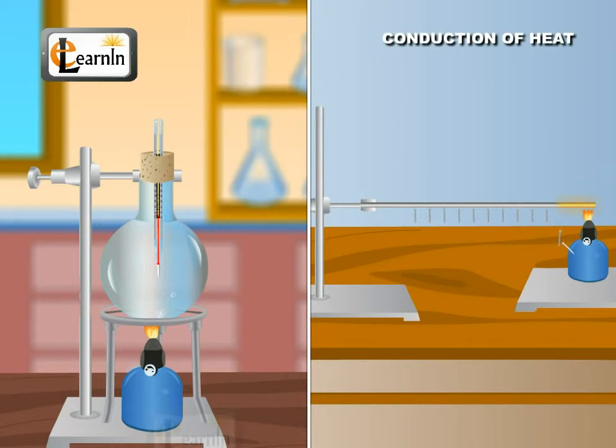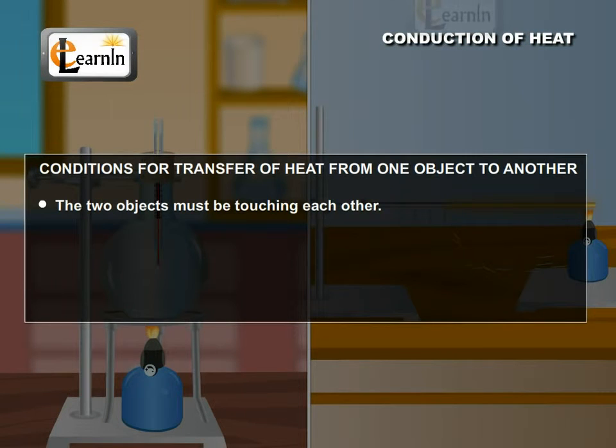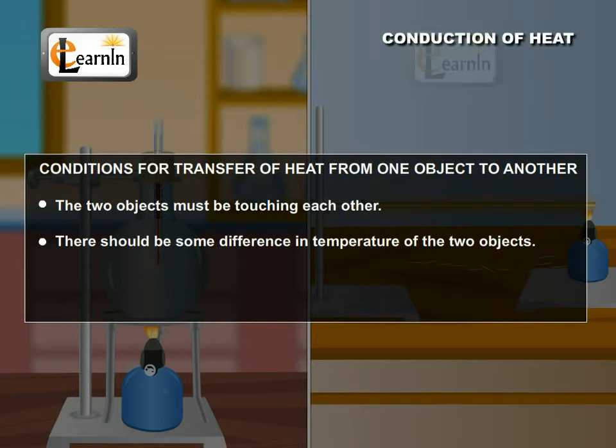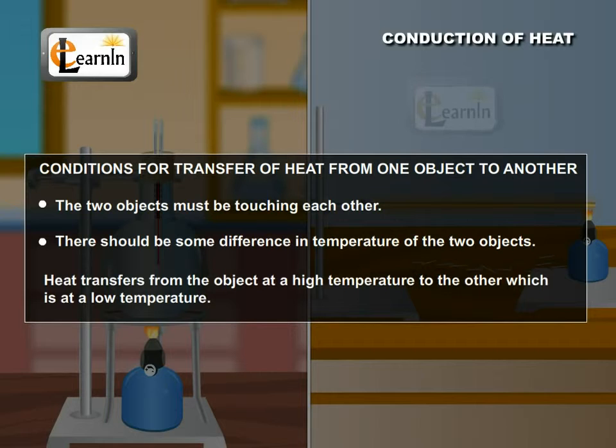Two conditions are to be fulfilled to transfer heat from one object to another by conduction. They are: 1. The two objects must be touching each other. 2. There should be some difference in the temperature of the two objects. Heat transfers from the object at a high temperature to the other which is at a low temperature.